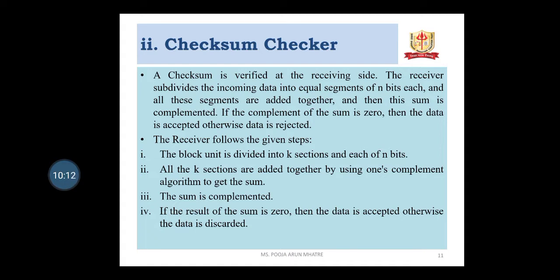So the receiver side follows the given steps. A block of unit is divided into k sections, each of n bits. All the k sections are added together using the one's complement algorithm to get the sum. Then the sum is complemented. If the result is 0, then the data is accepted, otherwise the data is discarded, that means rejected.